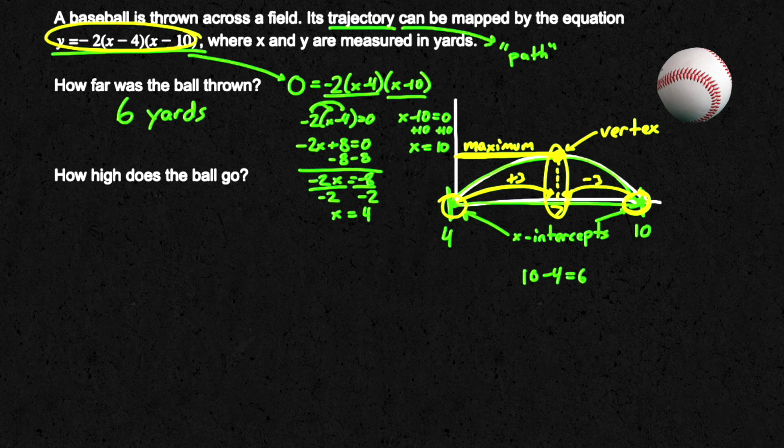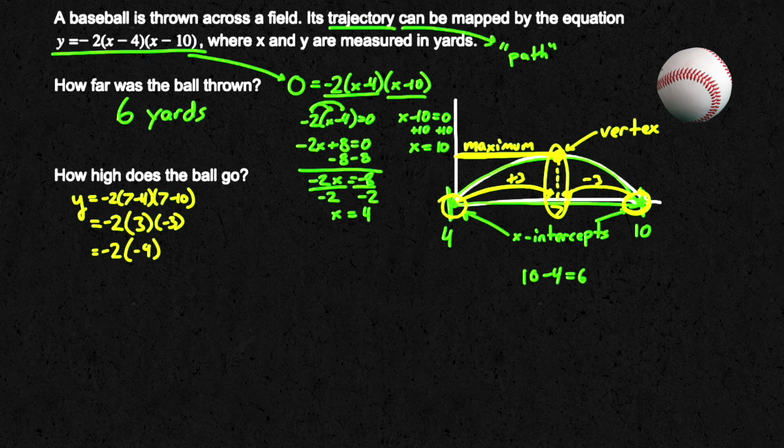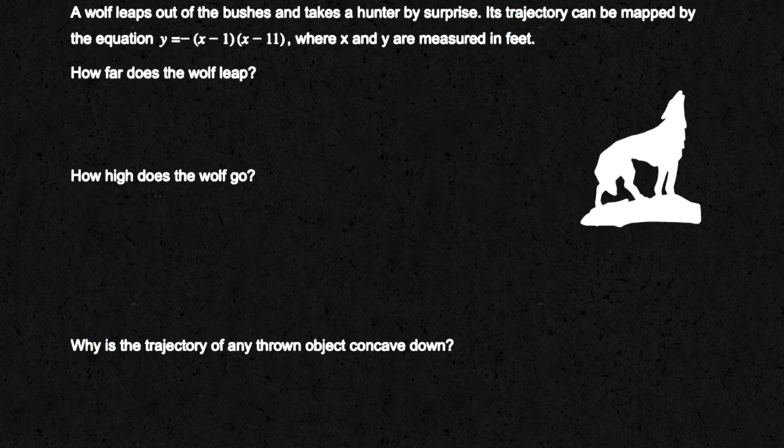So I'm going to take that x value 7, and plug it into the equation, and that'll tell me what the y value is. So I'll put the negative 2 in front, and then in these parentheses, 7 minus 4 is 3, and then 7 minus 10 would be negative 3. So I'll leave the 2 alone for a second and do 3 times negative 3, which is negative 9. And then negative 9 times negative 2 would be positive 18. And that's the y value for the vertex. This point here is at 18. So that's the maximum height that the ball reaches, 18 yards.